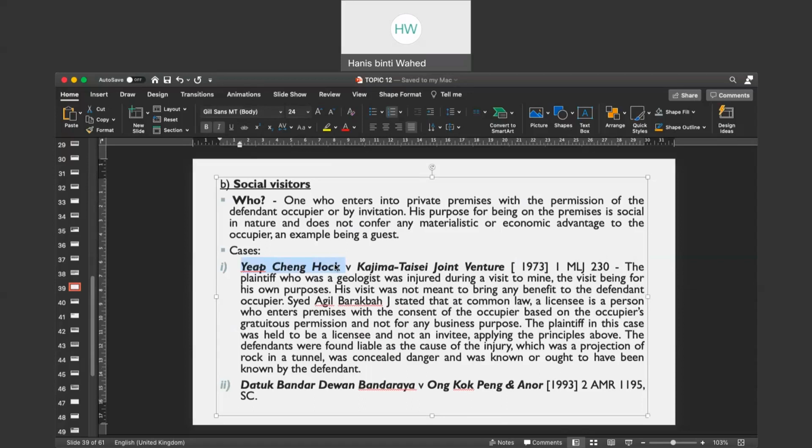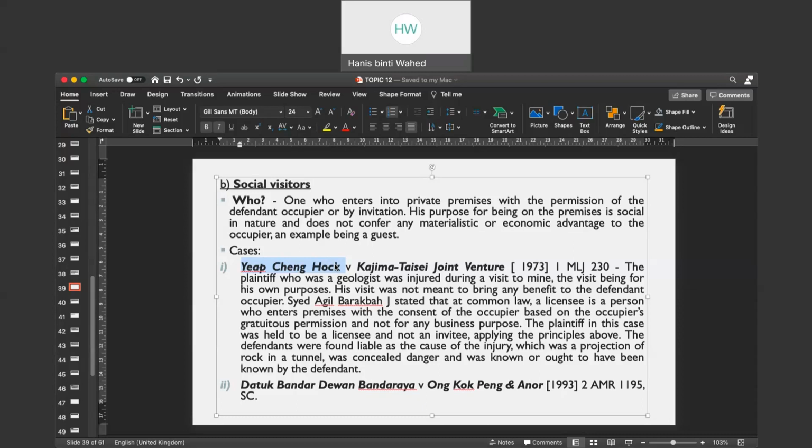Kenapa? Kerana first, the defendant, i.e. the occupier, the court said that the defendant has knowledge of the danger because the defendant was familiar with the condition of the tunnel. Okay, jadi mahkamah tengok facts, mahkamah tengok circumstances, mahkamah kata defendant ni tahu kewujudan danger tersebut ya. Jadi why? Because they're familiar with the condition of the tunnel. So the defendant must have known ataupun ought to have known about the concealed danger.